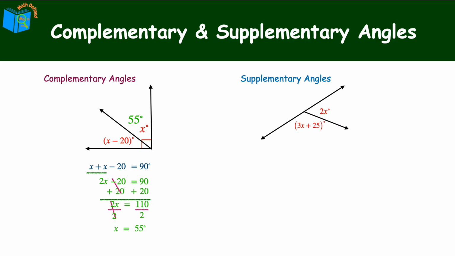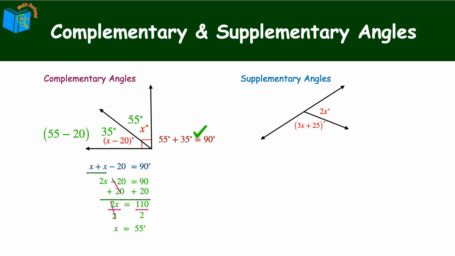To find the bottom angle, we substitute 55 in place of x. 55 minus 20 is 35, or 35 degrees. Check it out. 55 plus 35 equals 90. Perfect. Let's move on to the second diagram.